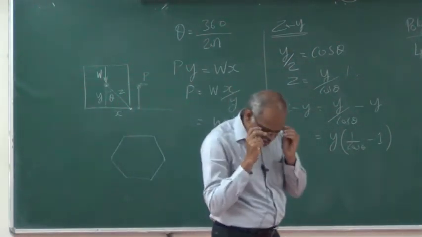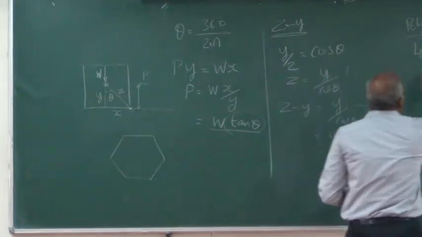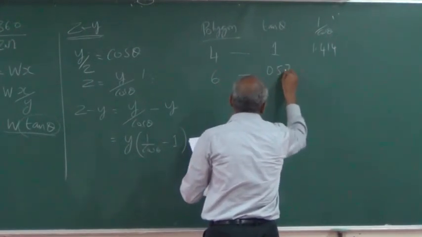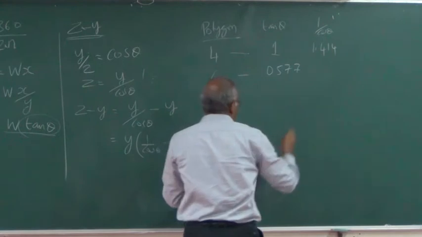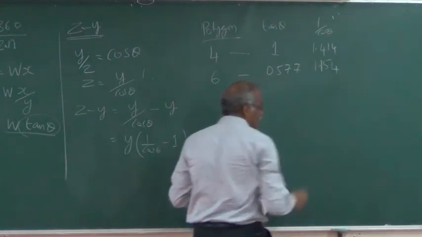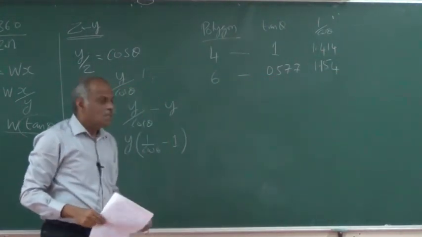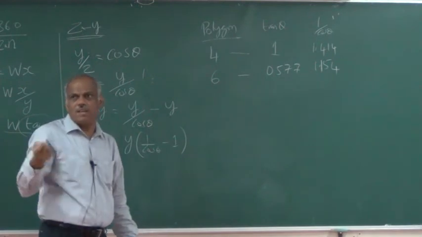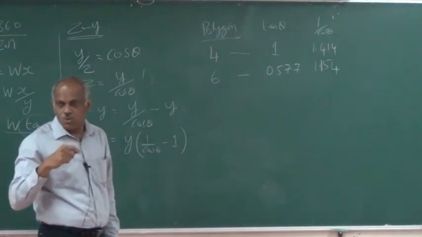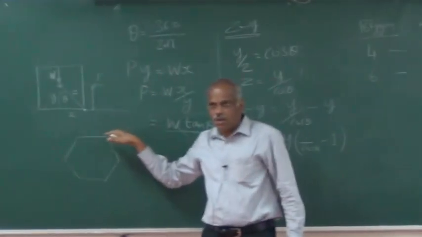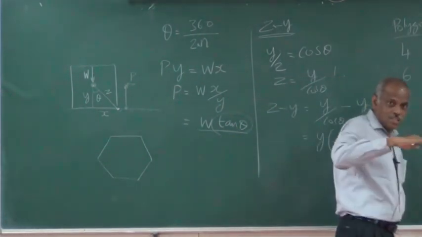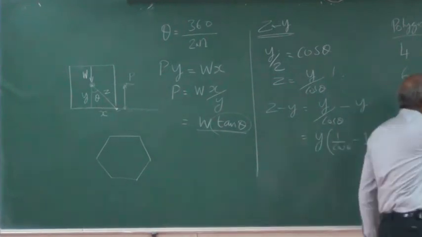If it is a 6-sided one, what will be the value of tan theta? For a 6-sided one, the tan theta value is 0.577. Then 1 by cos theta is 1.1547. So it means that if I use a hexagon, I need only approximately 0.57 times the weight that is required. So the effort required to roll has come down if I increase the number of sides from 4 to 6. And how much the center goes up and down also has come down.